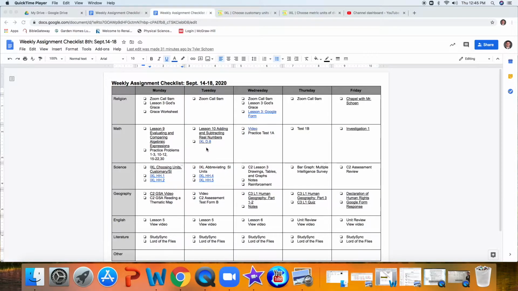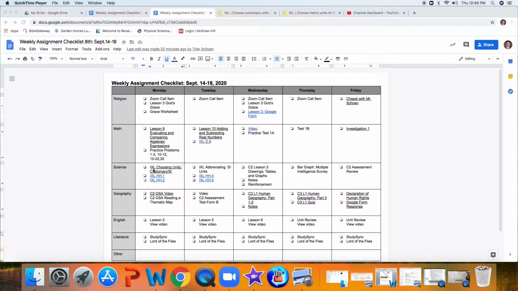Picking up where we left off last week in our study of SI units and customary units of measurement, we're going to further our understanding of these different ways in which we would use measurement in science by practicing a skill that is useful when measuring: estimation or choosing the correct unit to use, and also abbreviating SI units.